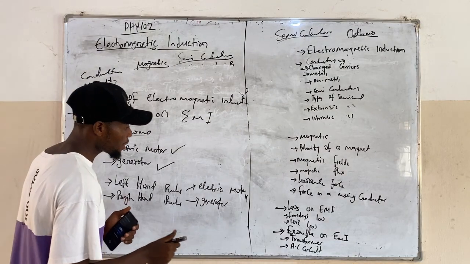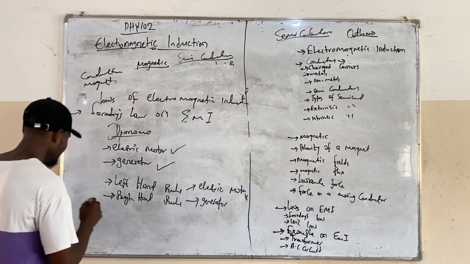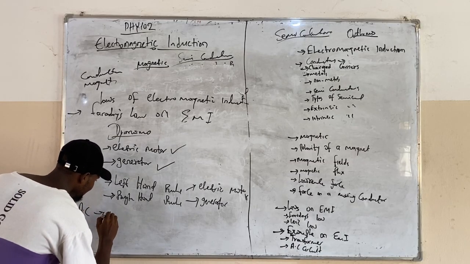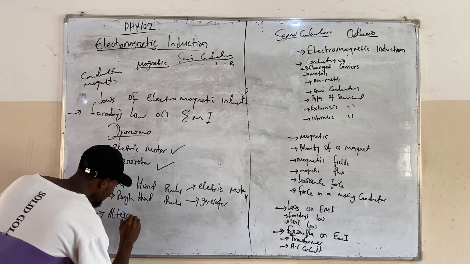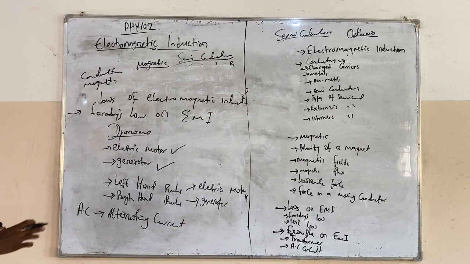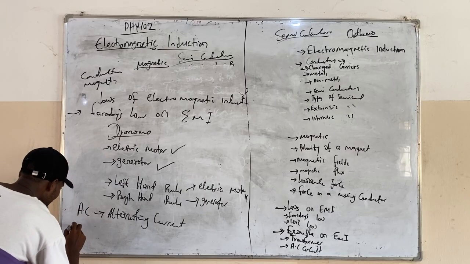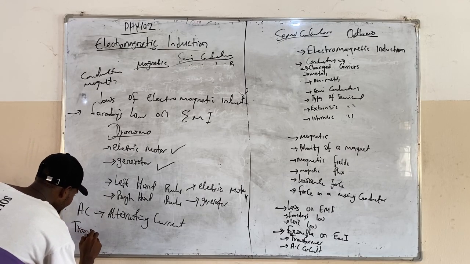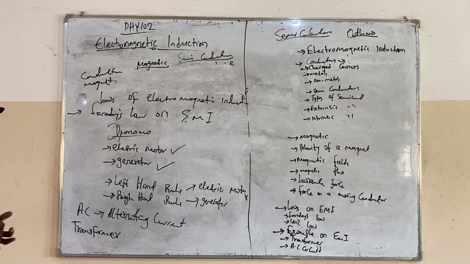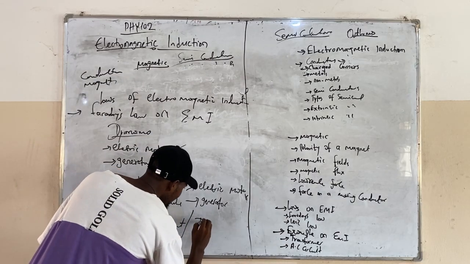So the examples of EMF now. One of the examples we have here is AC, that's alternating current, right? Subsequently we'll discuss all this. The next one we have is a transformer. Hope you know the difference between AC and DC, right? Alternating current and direct current.